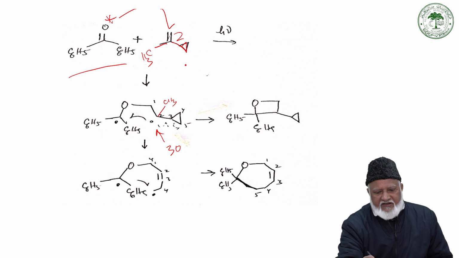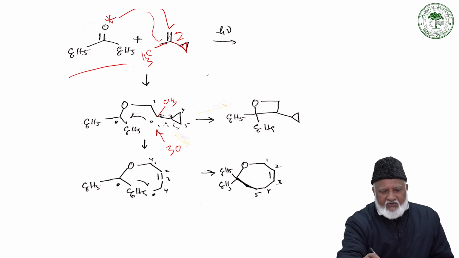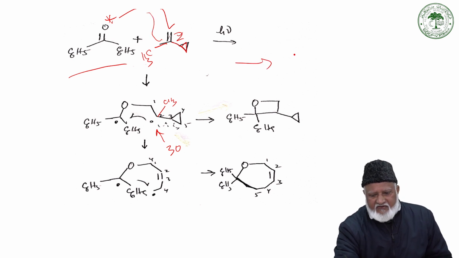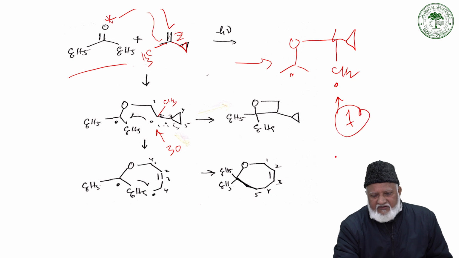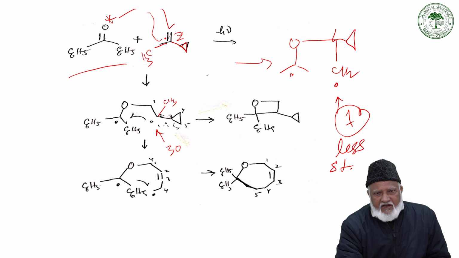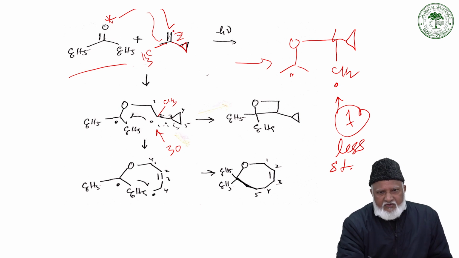There is also the possibility that the excited carbonyl can add to this carbon to give a less stable CH2 radical. This is a primary radical, and then we have a CH3 and a cyclopropane. This is another possible attack of the carbonyl, giving a primary radical, which is less stable, whereas the preferential attack of the excited carbonyl takes place at the CH2 group to give the more stable carbon-centered radical.